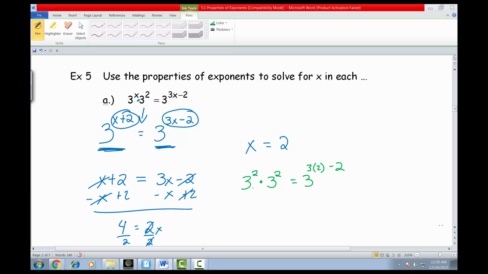On the left side, multiplying with the same base, we are adding those exponents. We end up with 3 to the 4th. It equals, on the right side, according to PEMDAS, 3 times 2 is 6, minus 2, and we end up with 4 as that exponent as well. So we notice that it does in fact create that true statement that we were hoping for. Again, that is example 5a from our 5.1 set of notes.